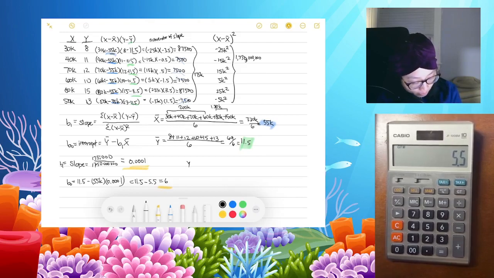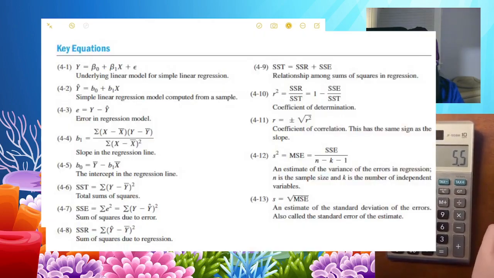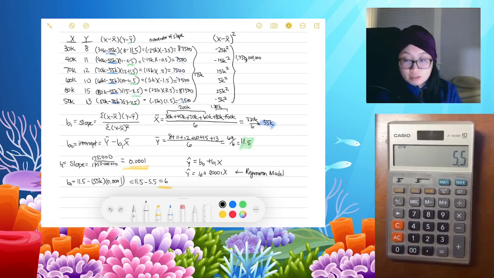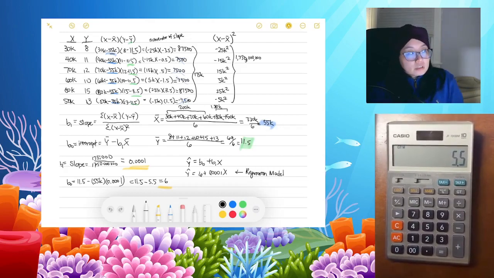And now if we want to write out the y hat formula, remember it looks like the second equation there. So y hat is equal to b0 plus b1 x, and here we can replace the two values. So b0 is 6 plus 0.0001 x. So that is our regression formula, or regression model. For every x value in the future, if we say there are 60,000 views, then we can predict how many sales can come out of that figure.